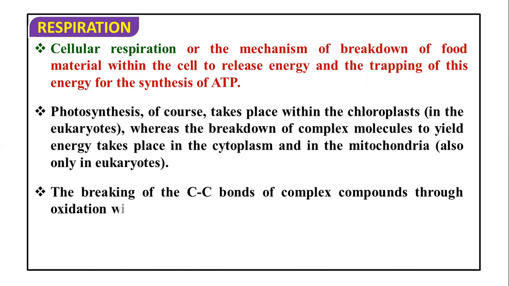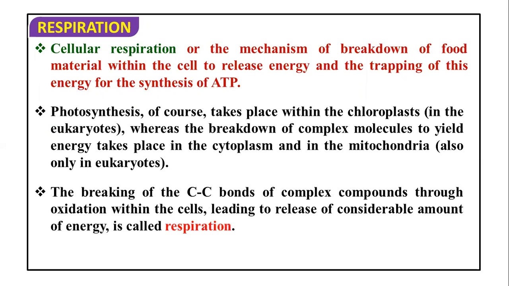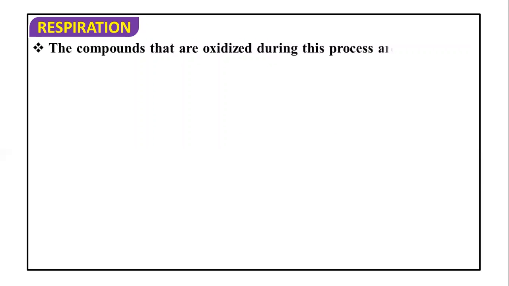So whatever glucose we have obtained through photosynthesis, the breaking of carbon-carbon bonds takes place in this. The breakdown of carbon-carbon bonds of a complex compound through oxidation within the cell leads to the release of a considerable amount of energy, and that is called respiration. The compounds that are oxidized during this process are known as respiratory substrates.